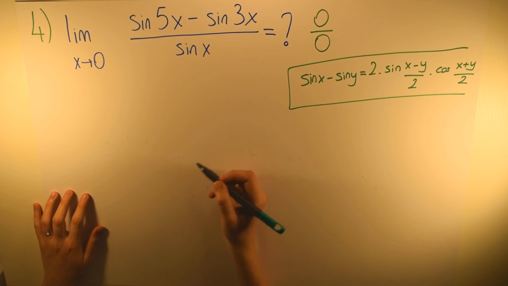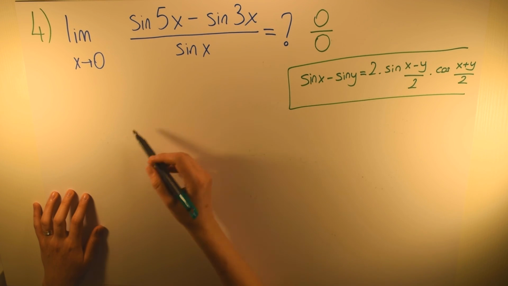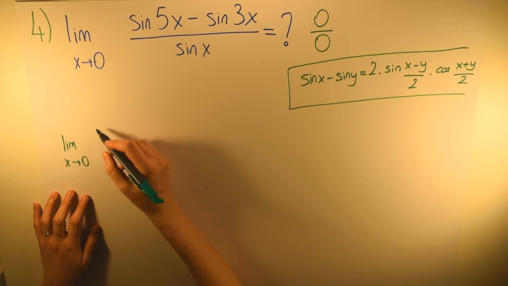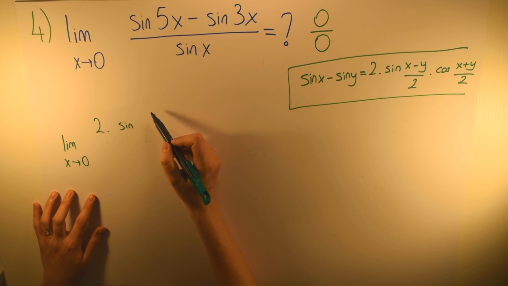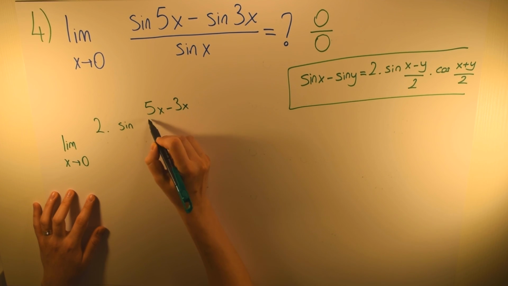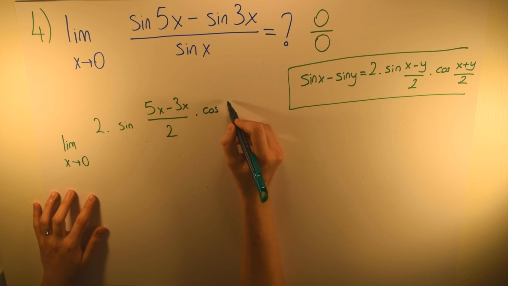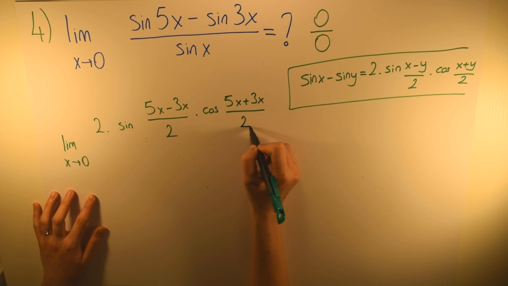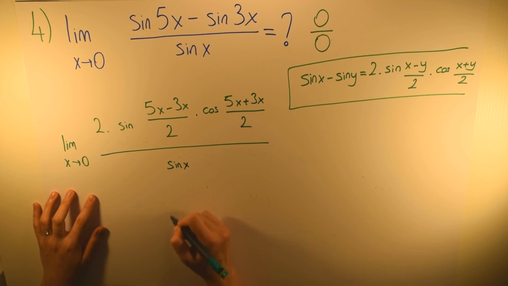So let's do that. Here our x is equal to 5x and our y is equal to 3x. So limit as x approaches 0, okay, it's 2 times sine, so here we have 5x minus 3x over 2, times cosine 5x plus 3x over 2, okay, and over sine x.